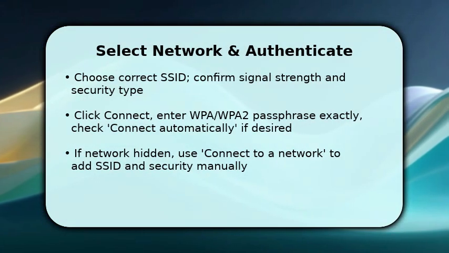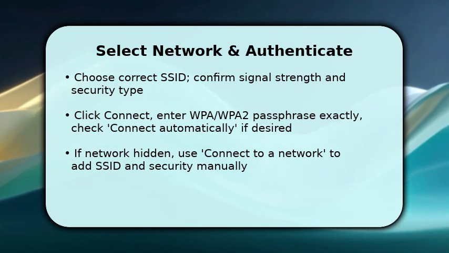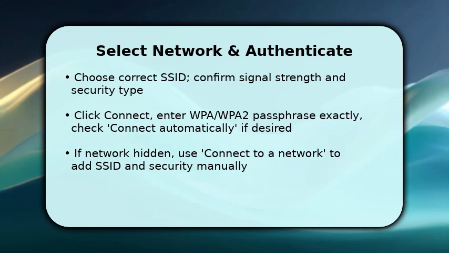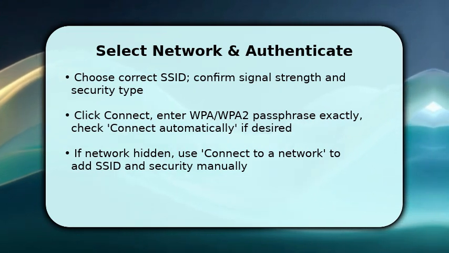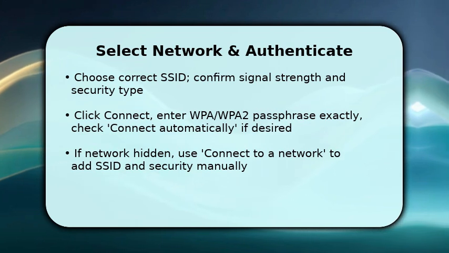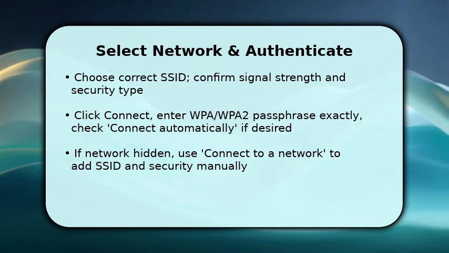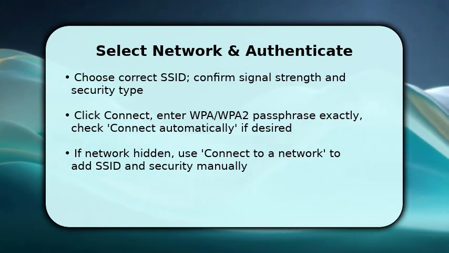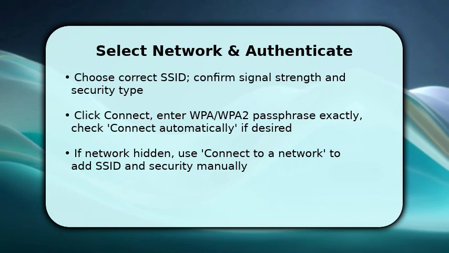You now pick the right SSID from the list. Signal bars and security labels guide you. Click Connect and type the wireless key exactly. Case matters, then click OK. Choose Connect automatically if this is your permanent network. If the SSID is hidden, select Connect to a network and enter SSID, security type, and passphrase manually.